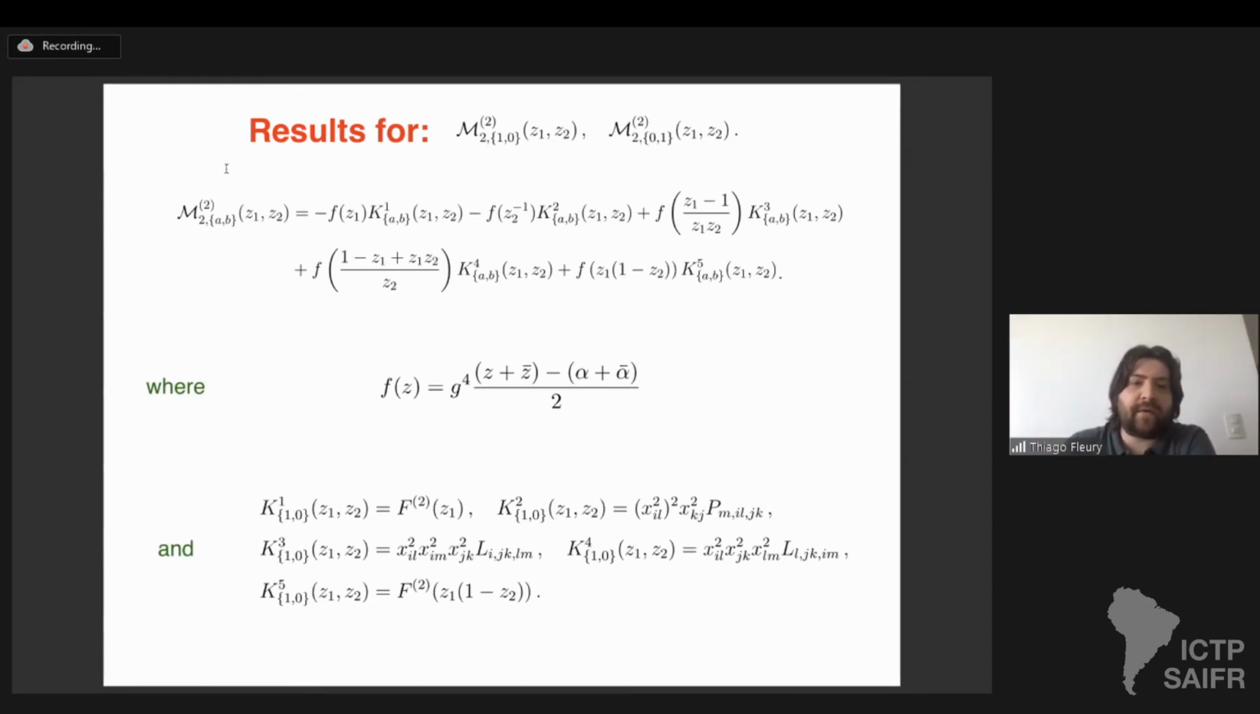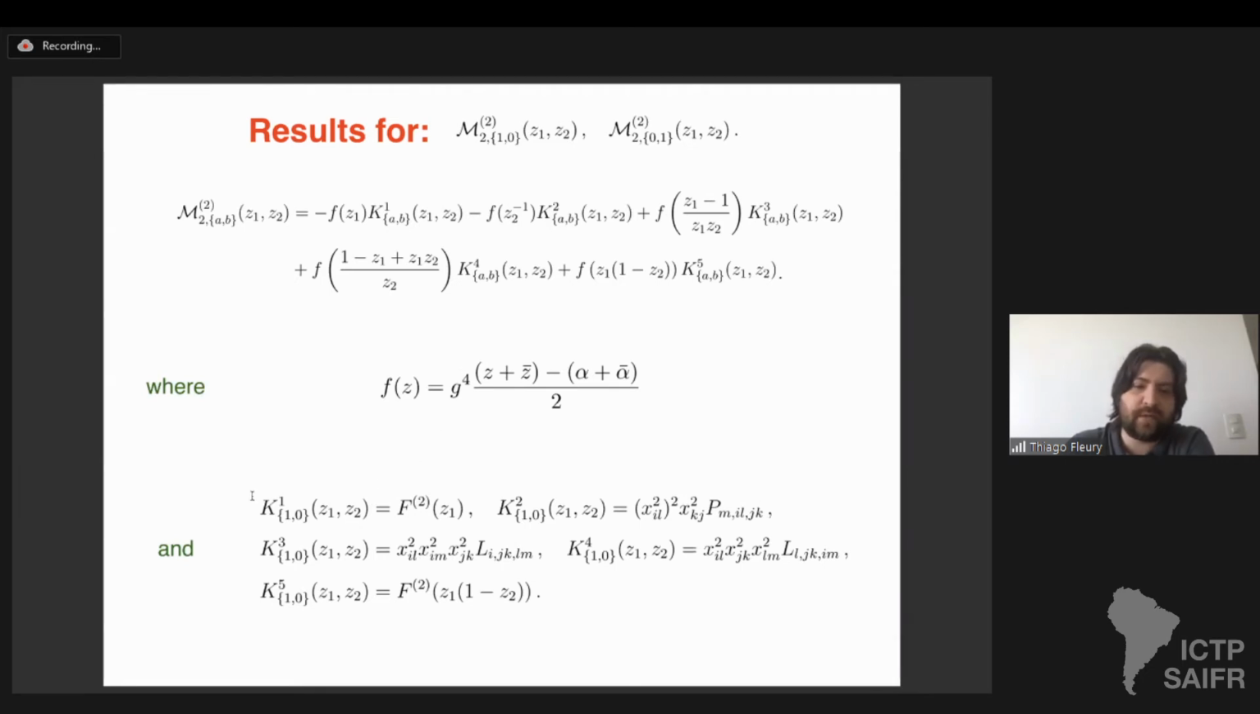So they have a very nice structure. They are given by these 5 terms. These 5 terms, there is this function f here. So with this nice structure, when you compute this function, you have 5 different cross ratios. And these K are some integrals, 5 integrals. At one loop, they are the ladder 1 integrals.